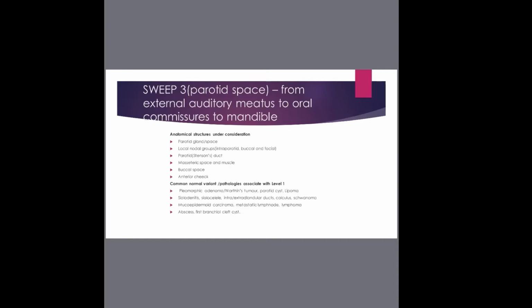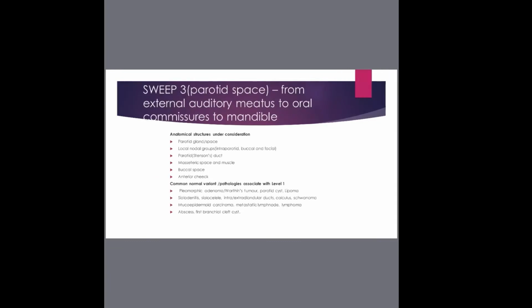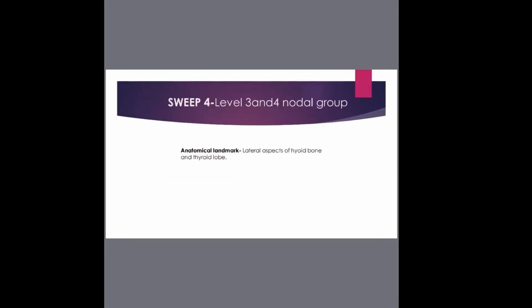And then the other one is sweep 4, which is the level 3 and level 4 nodal group. Now, level 3 is at the level of the hyoid laterally. Remember, the hyoid bone is close to the midline. But all the lymph nodes lateral to that area, that's level 3.